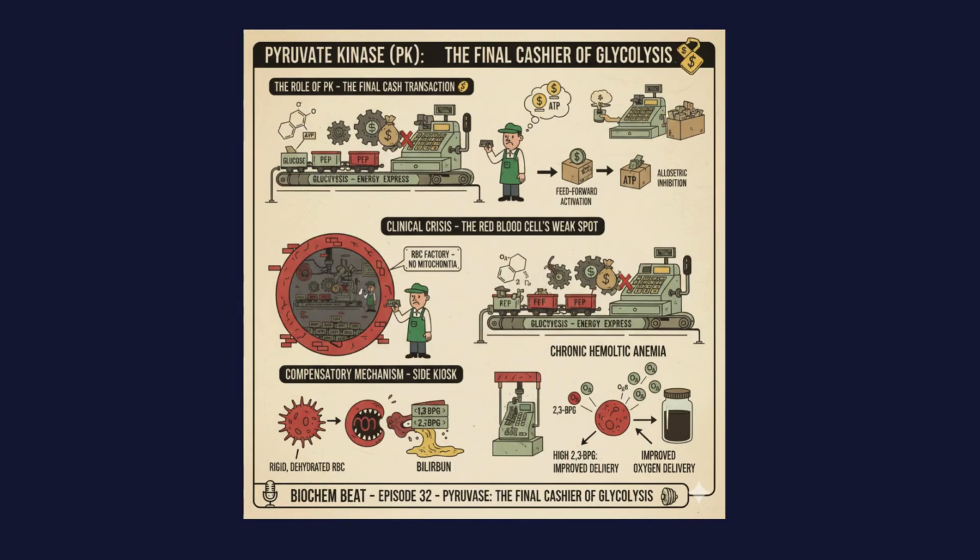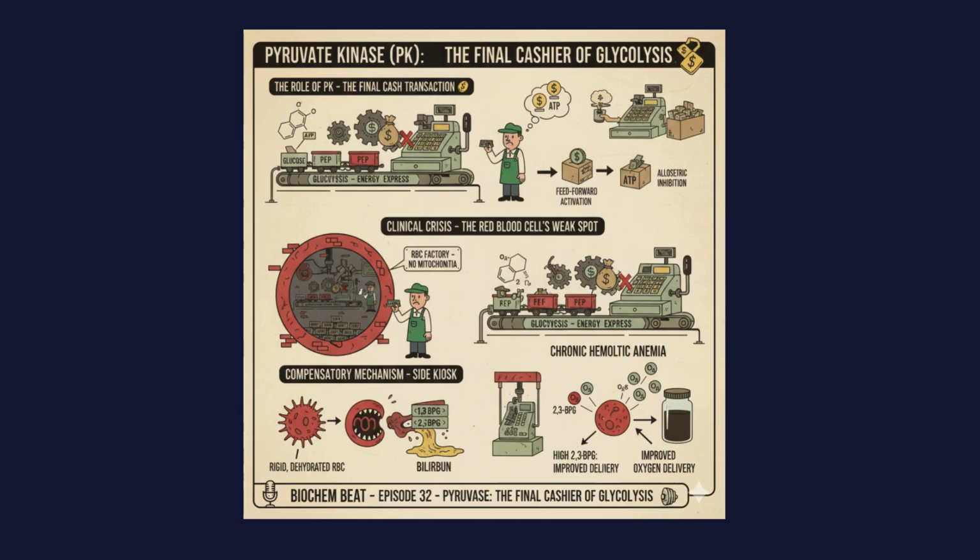Now let's move on to another deficiency, pyruvate kinase deficiency. Think of glycolysis as a short 10-step energy express assembly line that breaks down glucose. Pyruvate kinase is the final cashier at the end of the line. It collects the last big paycheck for the cell and dictates whether the entire process speeds up or shuts down. Pyruvate kinase catalyzes the third and final regulatory step of glycolysis, right before the pathway is complete.